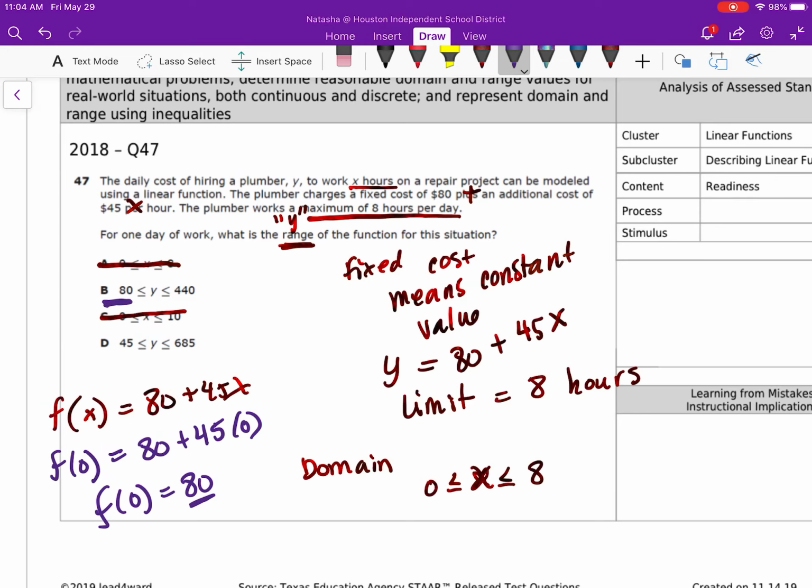Don't know where the 45 is coming from. I'm pretty confident that B is going to be our answer choice looking at these two.